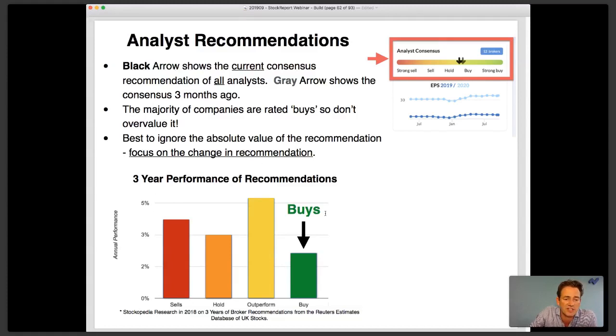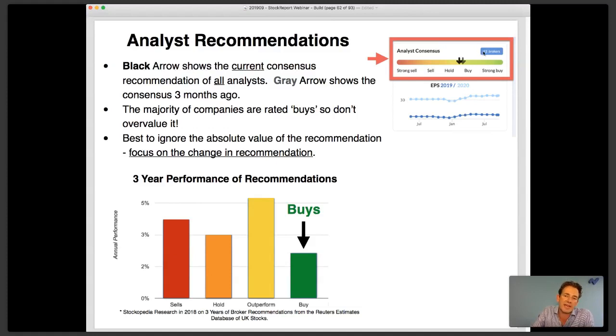And this chart down here is our own research into the performance of buy recommendations. So I think these are the stronger buys in the market. These are sells and holds. And you can see that the strongest buys in the market have tended to underperform all the rest. So if you see a meter right up here on strong buy, be a little bit skeptical. It's not necessarily as good an indicator as you think.